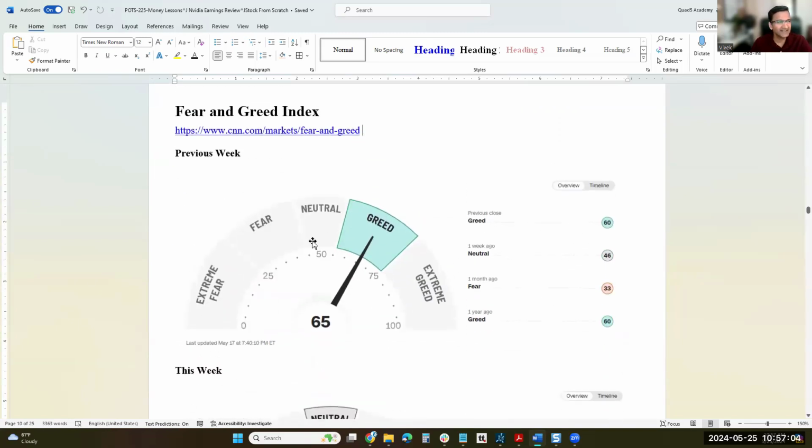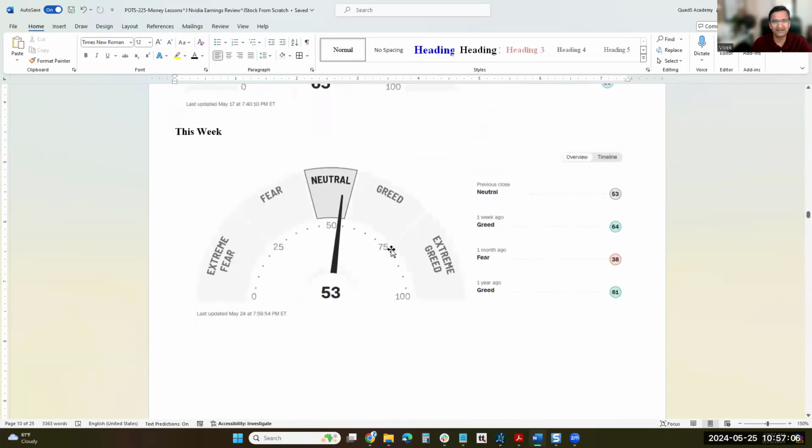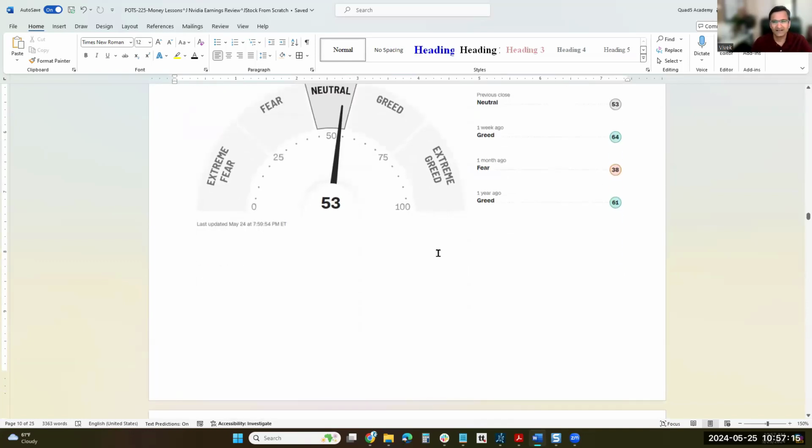Previous week, the fear and greed index was in the greed. Now, I think it happened only in the last 2 days. We saw slight market weakness, but I guess FOMO is still there. I think more than $6 trillion is still sitting outside the market in money market funds.